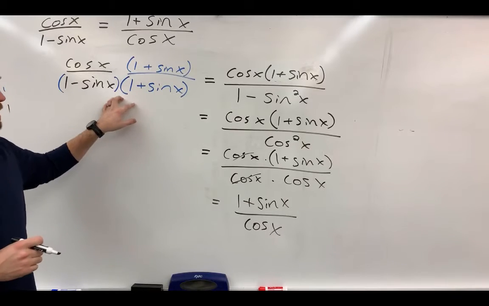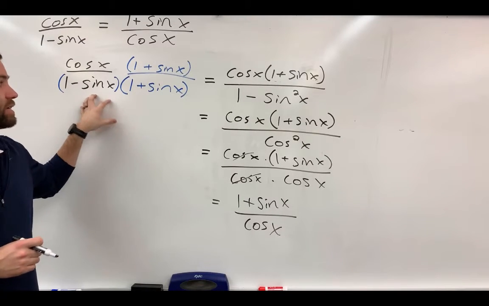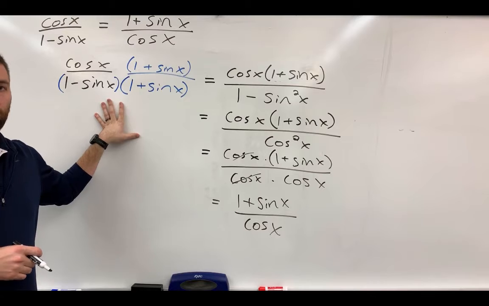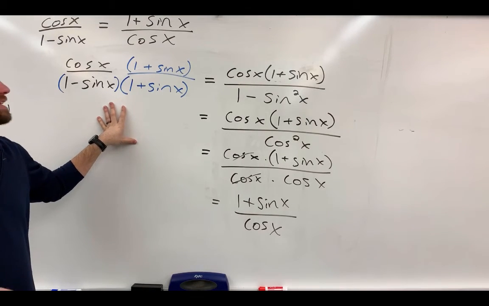So this is a really common and useful technique. When you don't have an identity, see if you can build one in. If you don't have a Pythagorean identity, see if you can build in a Pythagorean identity.